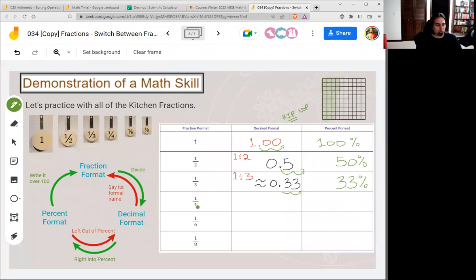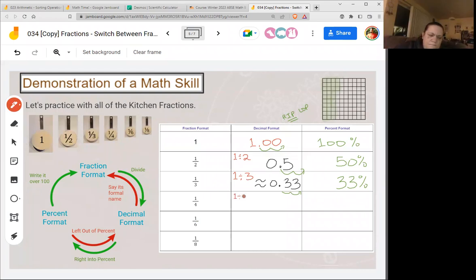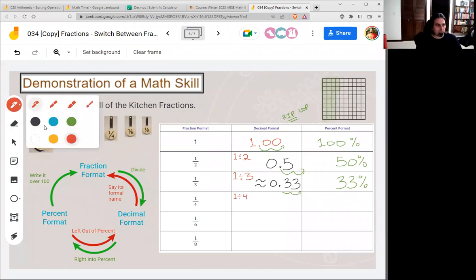Okay, 1/4 we saw on the other page. What is 1 divided by 4? 25. Yeah, 0.25.